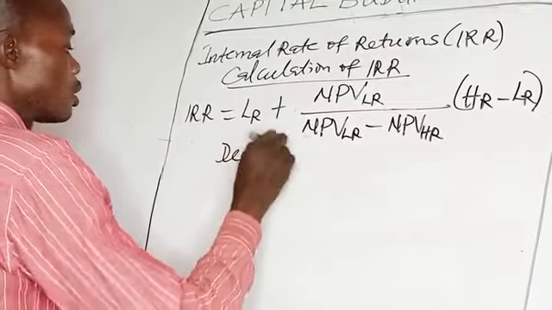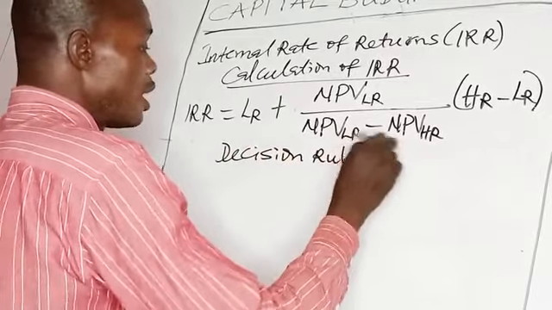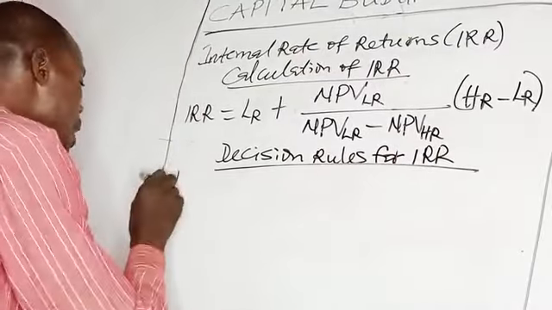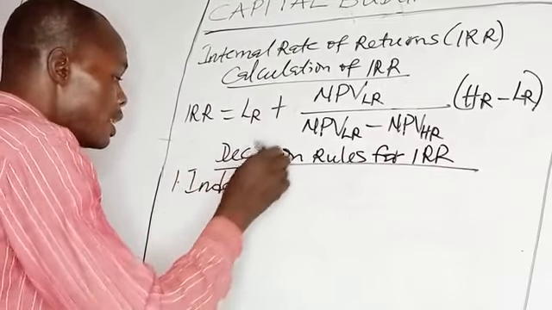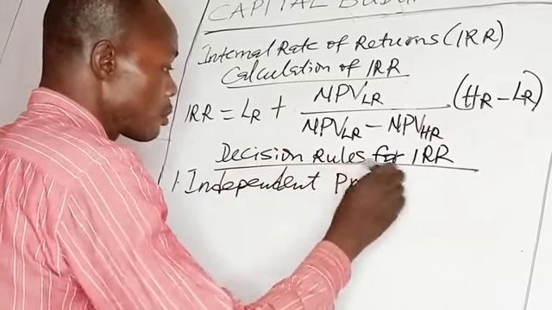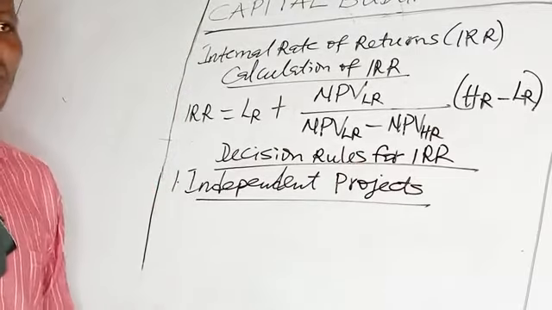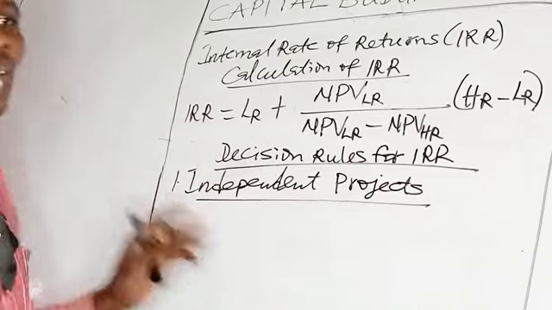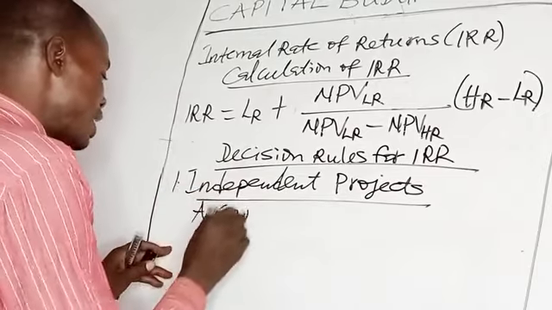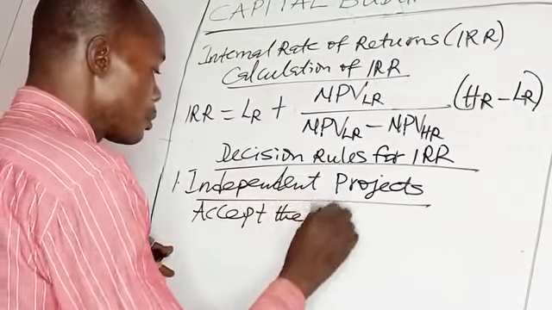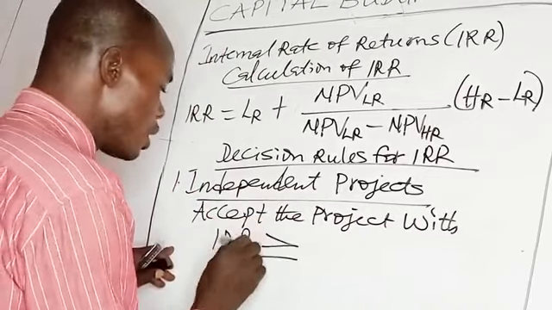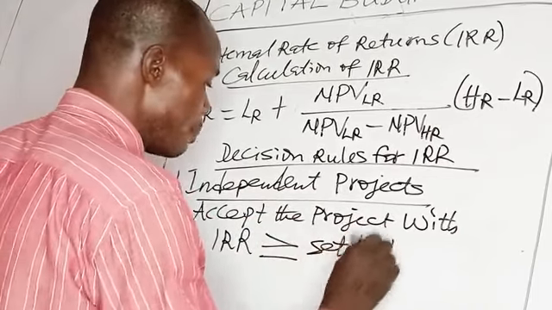Decision rules for IRR, internal rate of return. We have number one, independent projects. For independent projects, accept the project with IRR greater than or equal to the one set by the management.